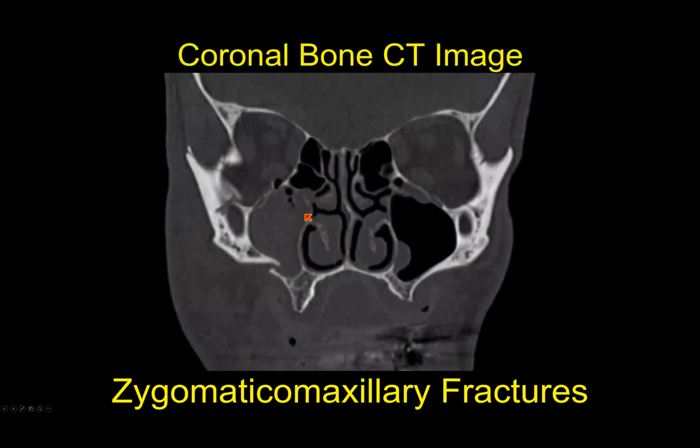When we think about these in the coronal view, again, we think about the lateral wall of the orbit and the maxilla being involved here. Maybe the lateral wall of the maxilla we see is fractured at this location. And again, we look very closely to help us think about these fractures. Where is there air and where is there fat?